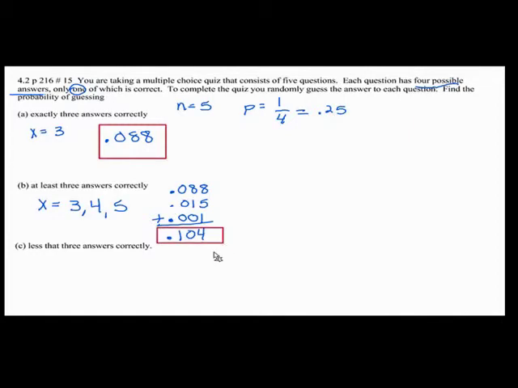That's about 10%. Not very good. Okay, now let's take a look at the last one here, less than 3 answers correctly. So less than 3 is going to be less than 3. So not 3, but less. So 0 correct, 1 correct, or 2 correct. And this is going to be amazingly high. But since you're guessing, this is what happens.